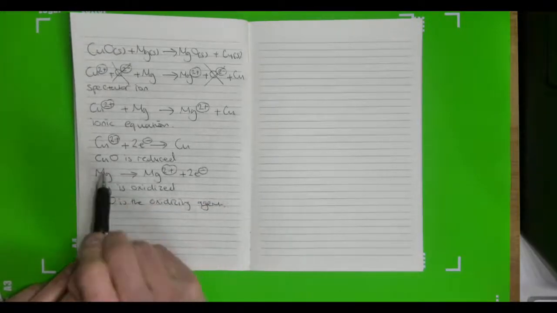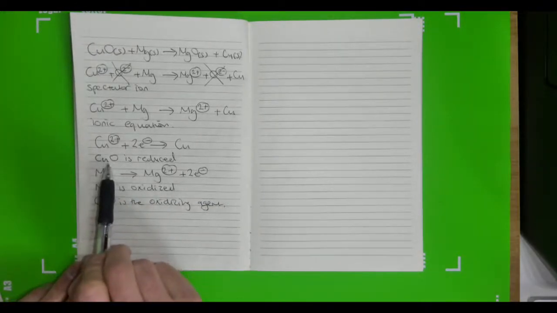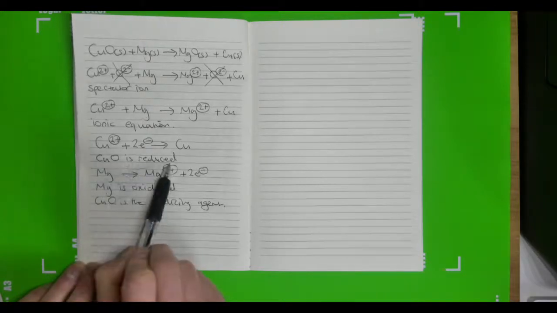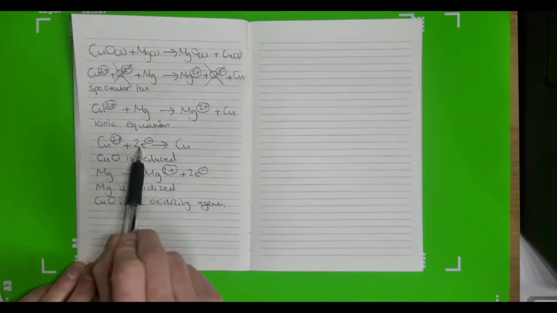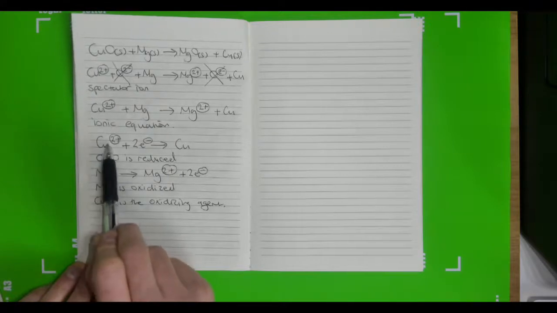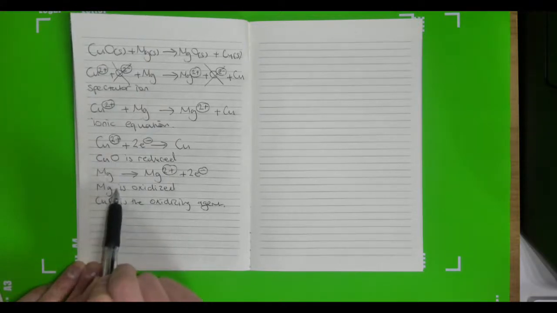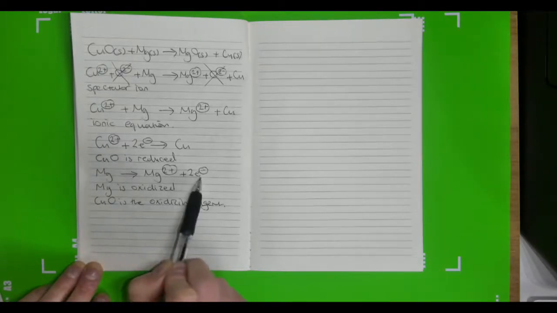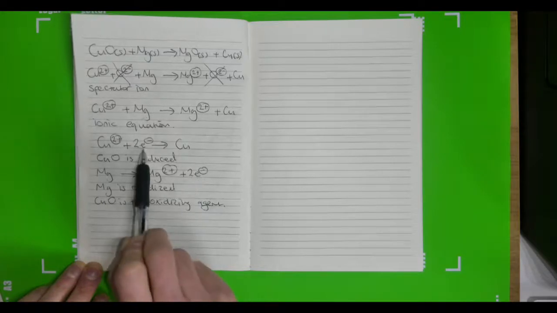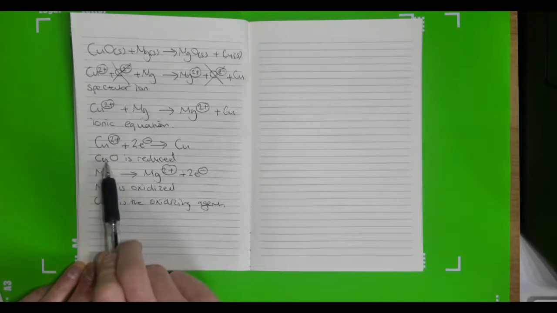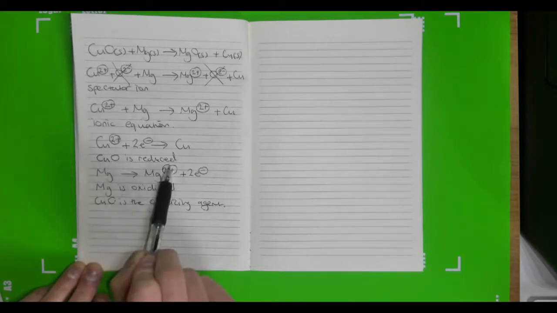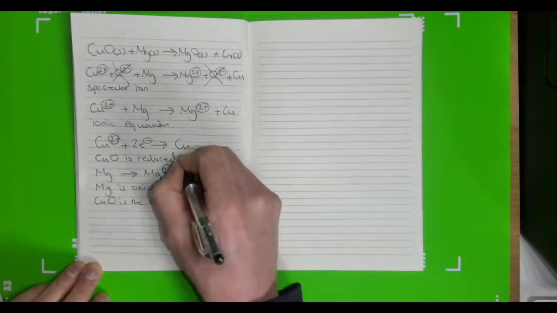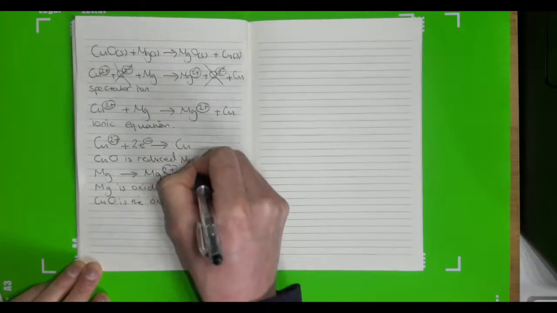We can do exactly the same thing to the first half equation. We know that the CuO is reduced because it gains electrons. We need to know what's giving the electrons to Cu2+. Well, it must be the thing which has been oxidized. So here we produce electrons. Those electrons are given to the Cu2+. Therefore, the CuO is reduced and the Mg, the magnesium, is the reducing agent.